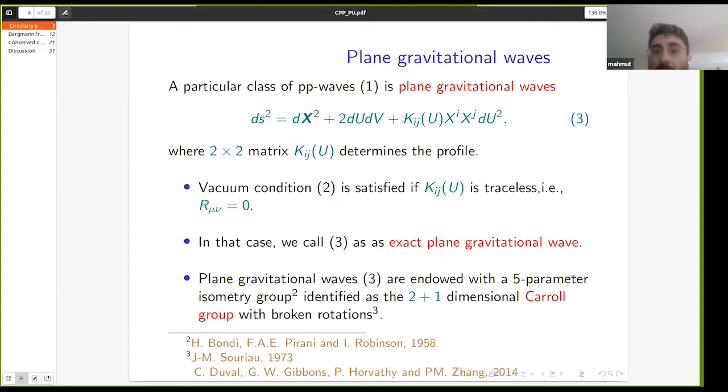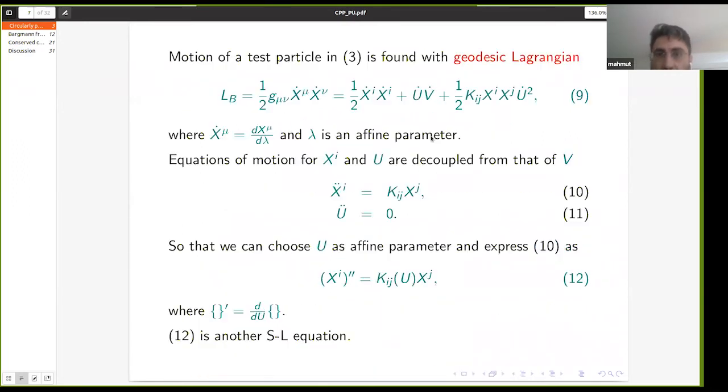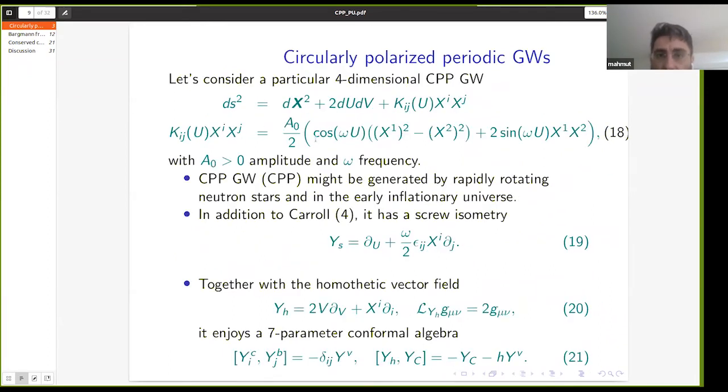But depending on this K, if you work with a specific profile, because of the structure of K, you may have an additional isometry or a conformal symmetry. So this is really case dependent. For us now, we work with a definite profile, circularly polarized. Now the K is known. It is a 2x2 matrix, and the elements are cosines and sines. You choose Kij specifically. Now I'm working with a definite 4-dimensional circularly polarized periodic gravitational wave.